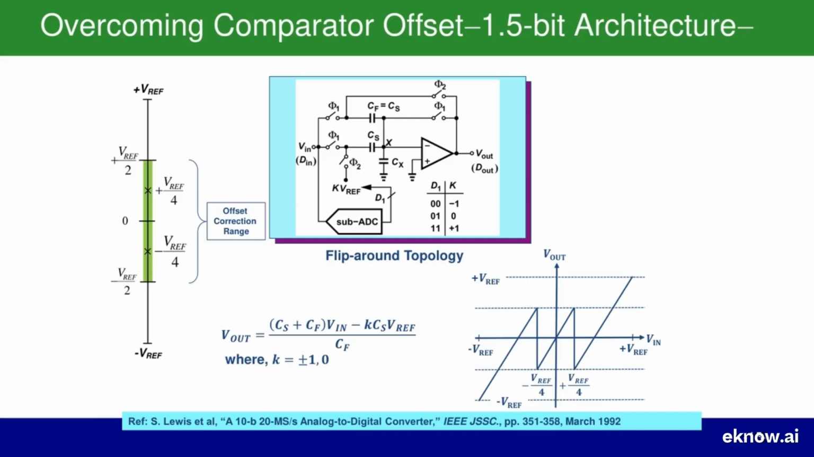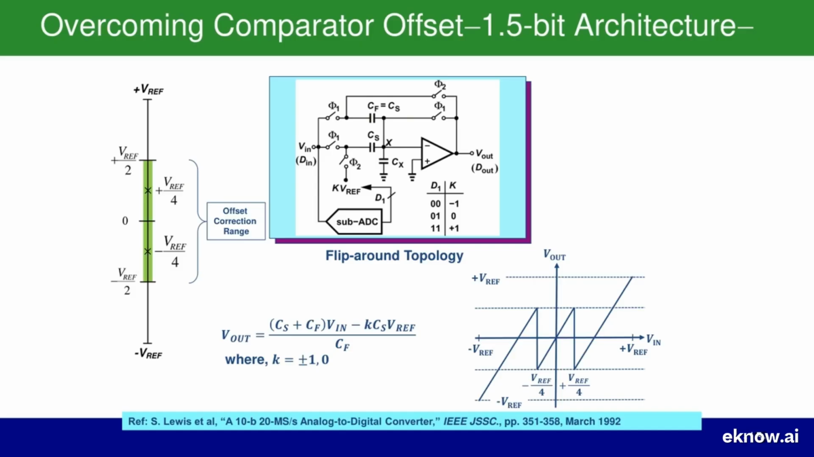Let's look at the diagram on the far left. A simple 1-bit stage would just have one comparison threshold, right at 0 volts. But here, in a 1.5-bit stage, we introduce 2 thresholds, one at positive VREF/4 and another at negative VREF/4. This creates a special offset correction range, highlighted in green.